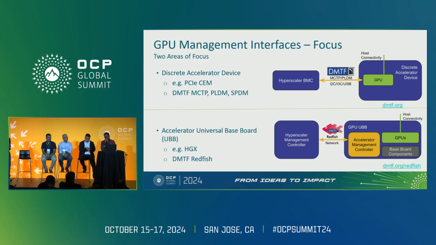The first use case is a discrete accelerator device where we have a GPU in a PCIe form factor card. And the out-of-band functionalities in this use case are implemented within an MC, or the MC could be within the GPU on chip, or it could be off chip in a microcontroller. But the role of that MC is to implement all the out-of-band functionalities that include MCTP, PLDM type 0, 2, and 5, over the I2C or I3C or USB medium.